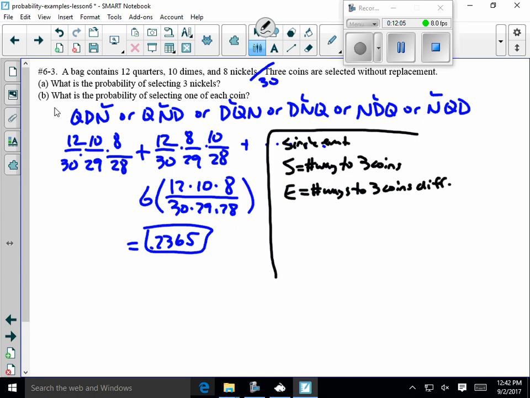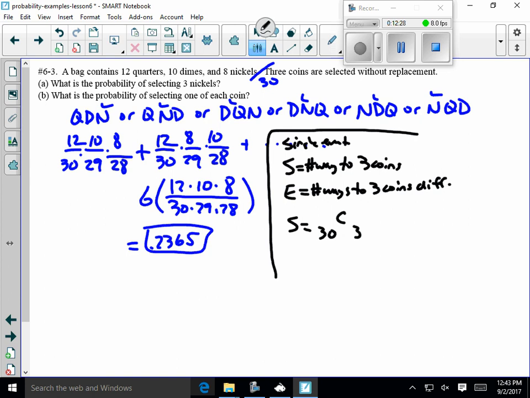So the way I could count the number of ways to get the 3 coins is maybe I could use a combination, right? I have a bag of 30 things, they're all distinct, and I'm going to select something and it's going to be used up, so I can't select it again. And the order doesn't matter, they just end up in my hand, so that's a combination. So 30 choose 3, that's how many ways there is for me to select the 3 coins.